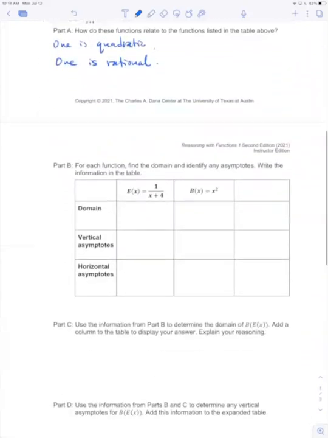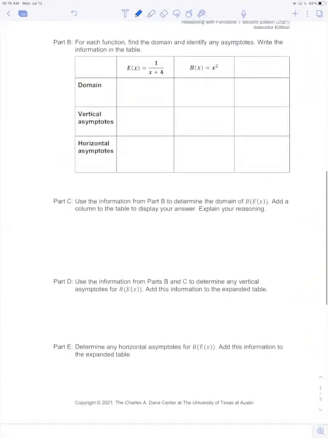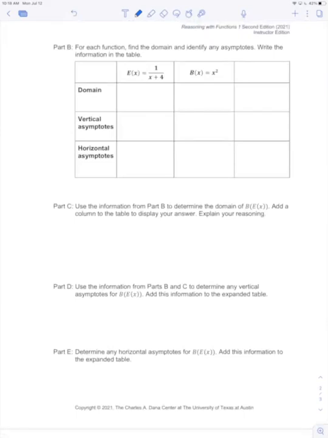Let's go to part B. Let me scroll up here. Part B, it says for each function, find the domain and identify any asymptotes. Write the information in the table. Okay, so if we do the e function first, we're going to be able to put in all reals except when x is -4. Vertical asymptote will be at x equals -4, and a horizontal asymptote will be at y is equal to 0.